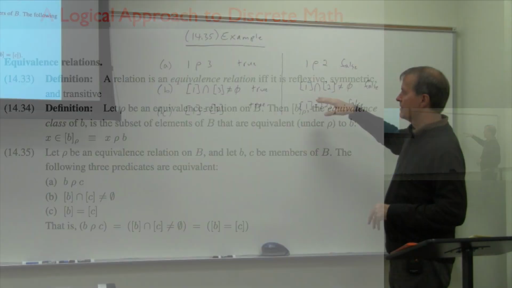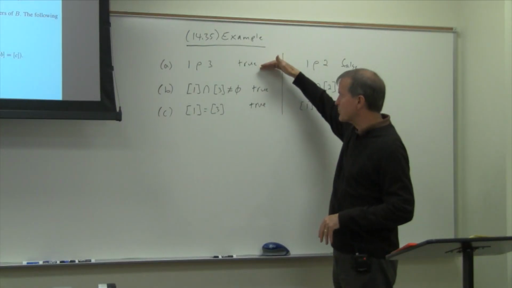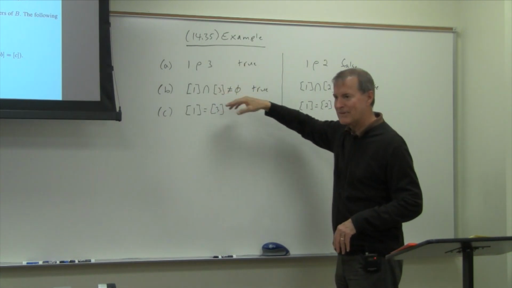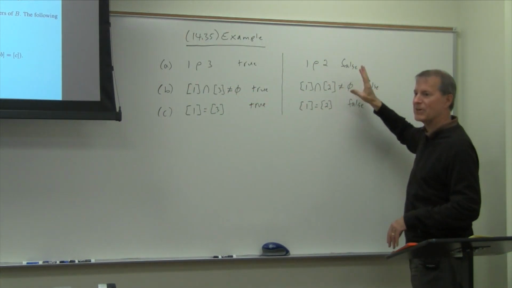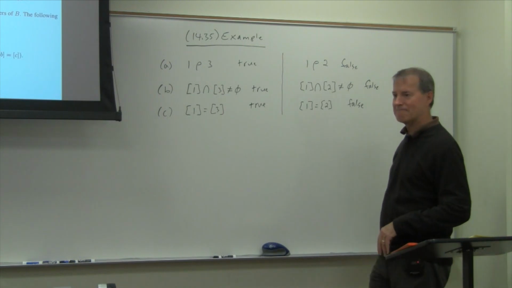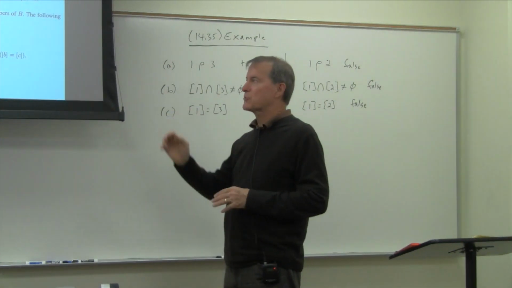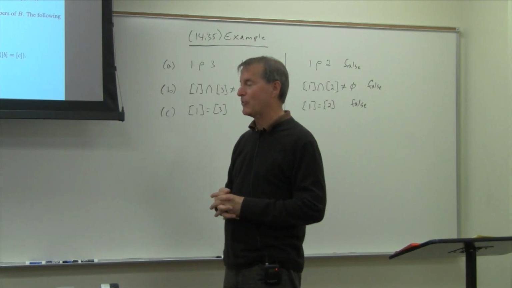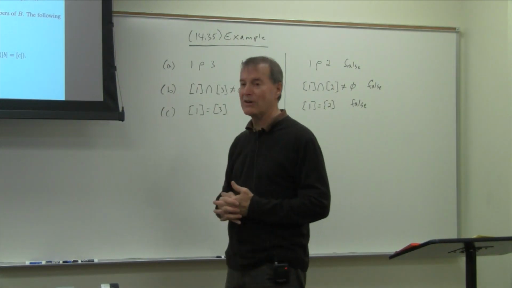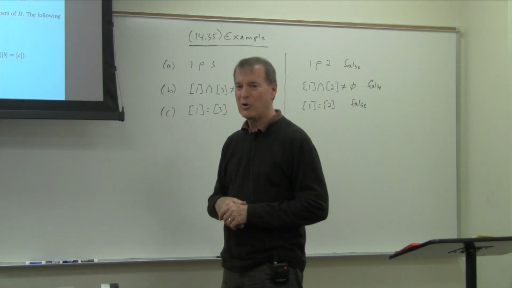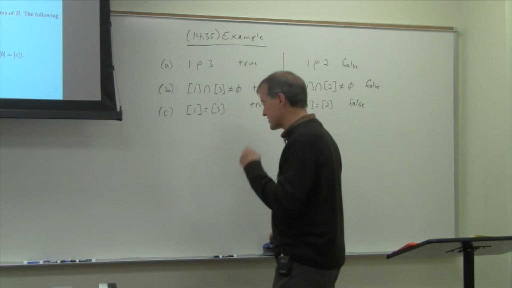So if one of these is true, they're all true. If one is false, they're all false. They are equivalent. All right? Now, what we're going to do is prove this. We're not going to prove it now. What we're going to do is give an outline of a proof, and you're going to help me prove it in the homework. Now, here is how we're going to do this.